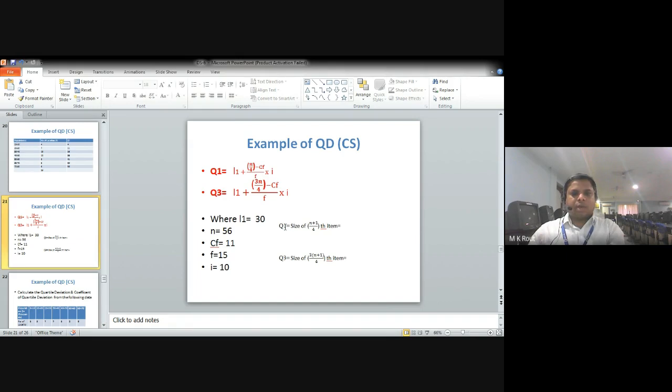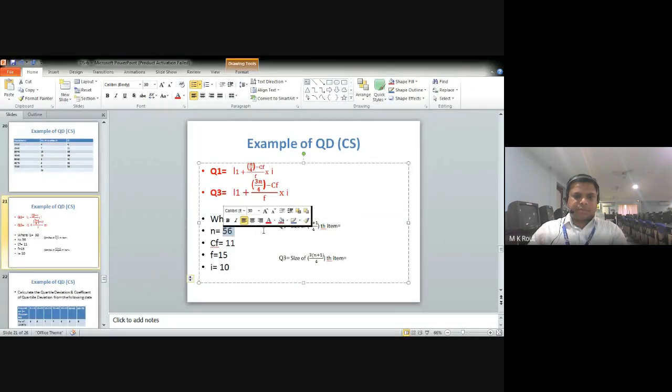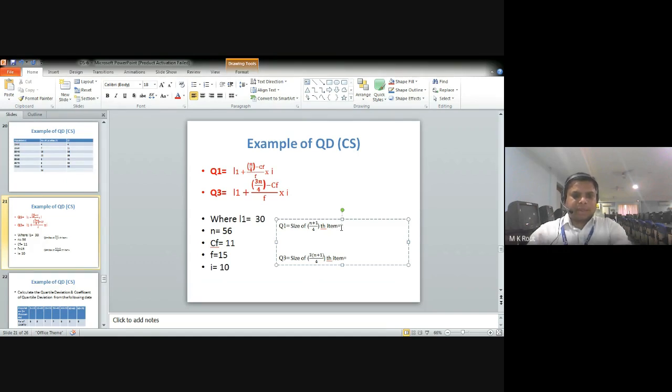By using this particular formula, first you have to calculate the size of (n plus 1)/4 items. In case of quartile, sorry, it is wrongly written. First, you have to observe the Q1 value and Q3 value. But here n is 56, given. In case of quartile deviation, or Q1, that means 56 plus 1. Sorry, in this case, you have to first calculate the average.